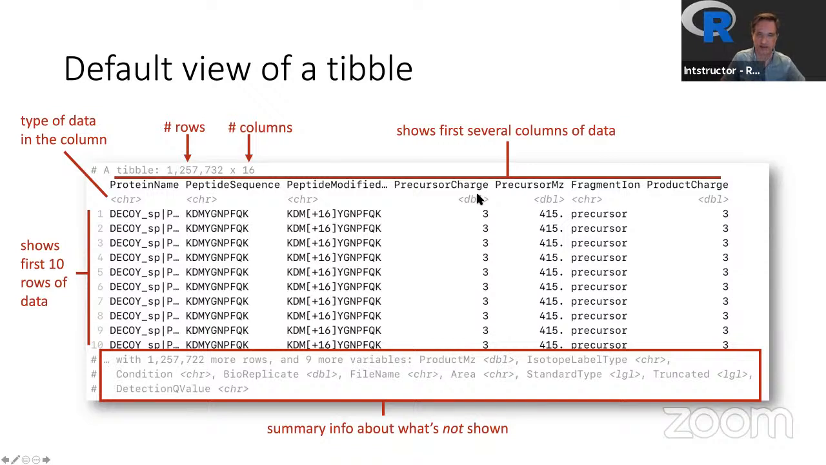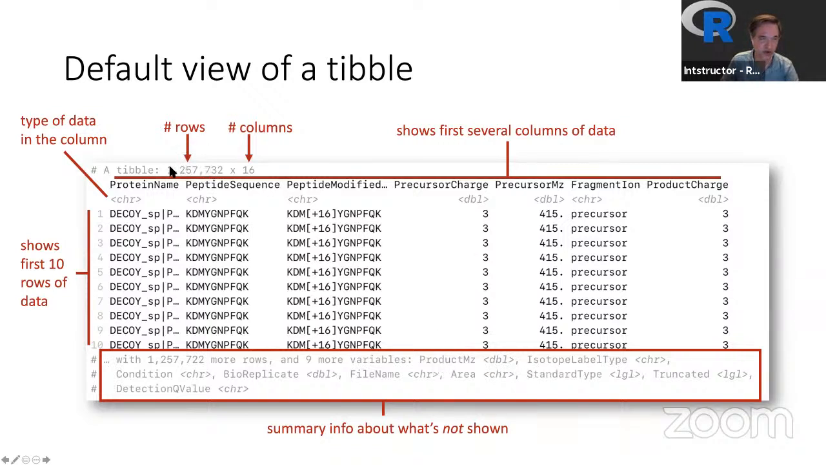This is a charge for precursor ions. It probably would make sense to store these as integers, but in this case, I actually read it in as a double, a numeric type with the potential to have floating point representation, but in this case, it's just numbers, like 3. In this case, this is a mass over charge value. That's also a double, and there are some other types. It also tells us that there were 9 more variables, 9 more columns that it didn't print out, and it tells us what their names are and what their types are.